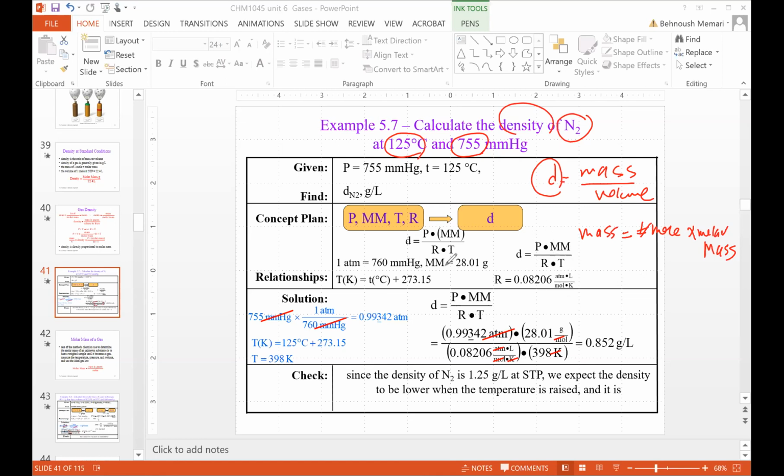Rearranging this formula of PV equals nRT, let's start from that. PV equals nRT. What is n? The value for n is basically mass over molar mass. Okay, that's the value for n. So we have PV equals mass times R times T over molar mass.